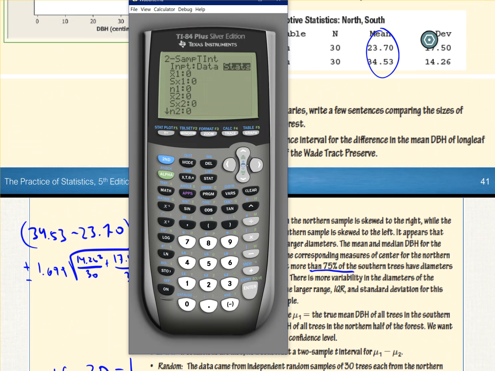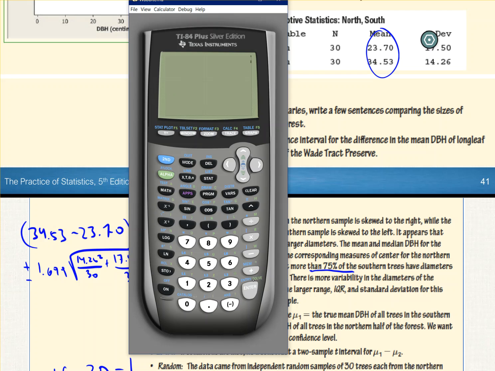We've got x bar 1 was 34.53. Standard deviation was 14.26, and we had 30. x bar 2 is 23.7, and 17.5 and 30. Confidence level was 90%. No for pooled. We're not going to worry about that.